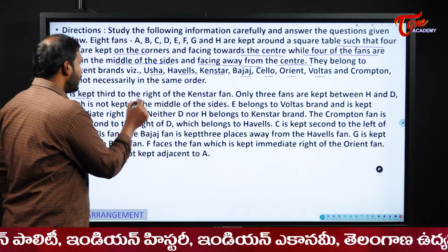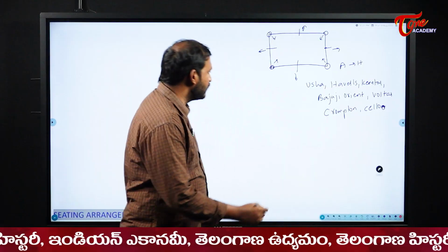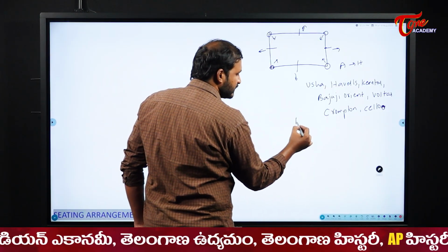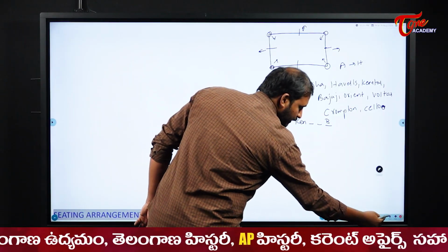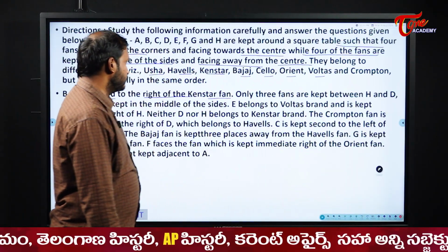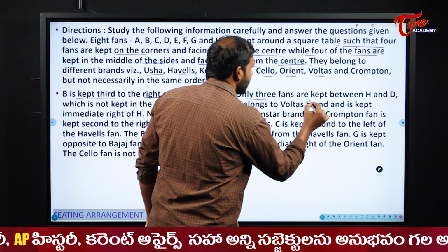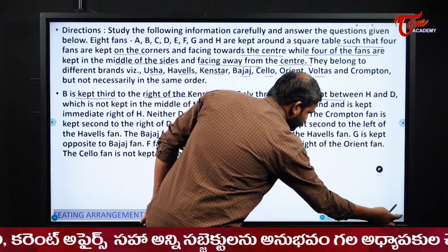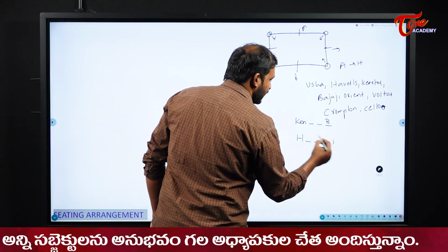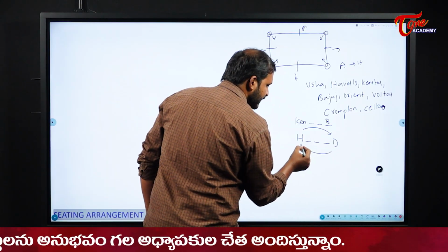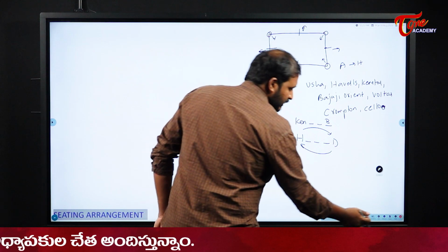B is kept third to the right of the Kenstar fan. So from Kenstar, to its third right, I have B. Next, only 3 fans are kept between H and D. Between H and D, we have 3 fans. They can be interchanged.